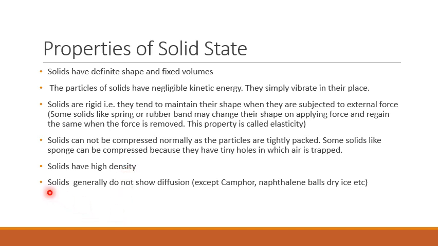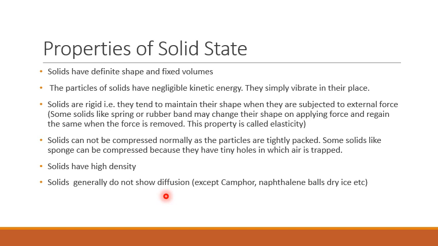Now next property says solids generally do not show diffusion. Now what is diffusion? Diffusion is the process of intermixing of the particles of two different types of matter on their own. So this property is known as diffusion. Now since solids do not have space in between the particles, they don't diffuse into each other.